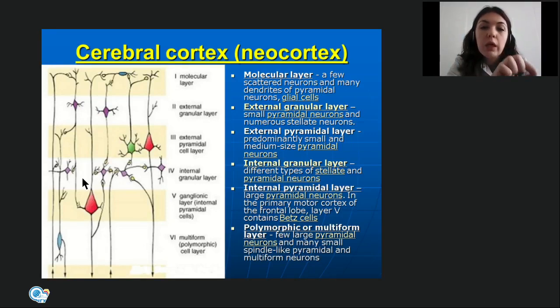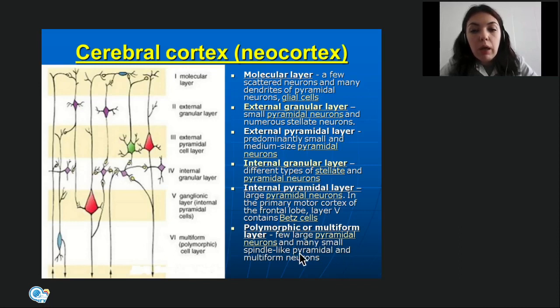So from the 4th layer, information should somehow come to the 5th layer, and it goes through these layers from the 1st to the 3rd, which act as intermediate neurons. And the 6th layer is the multiform or polymorphic cell layer. It is presented by few large pyramidal neurons and many small spindle-like pyramidal and multiform neurons. So that is the structure of the neocortex.